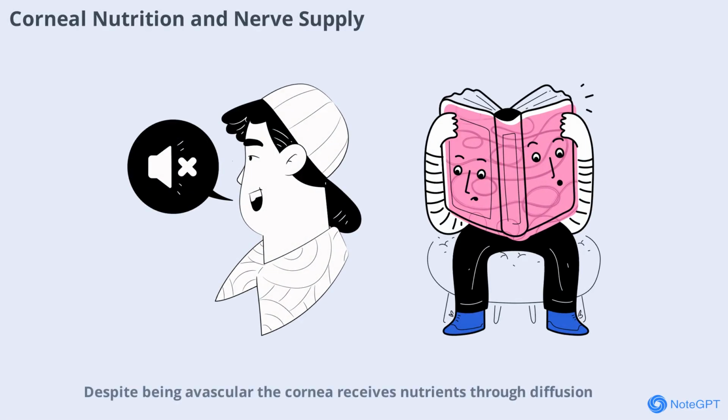Despite being avascular, the cornea receives nutrients through diffusion from the paralimbal capillaries and aqueous humor. Oxygen is absorbed directly from the air.